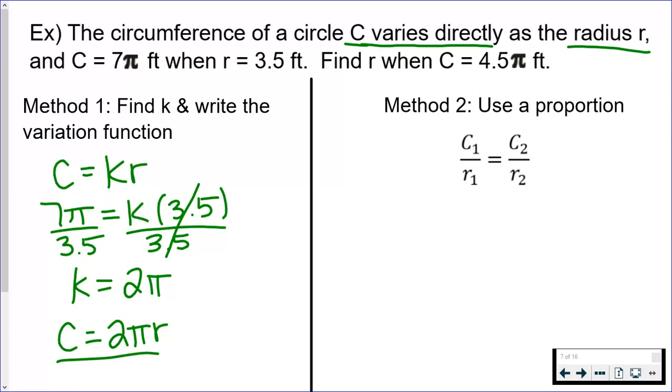Now, I'm not going to circle this because this is not my final answer. The question wasn't asking me for the function, it was telling me to find R when C is 4.5 pi. Now, I've already used the 7 pi with the 3.5, so I'm done with it. That helped me find K. I'm not going to use it anymore. Now the goal is to find R when C is equal to 4.5 pi.